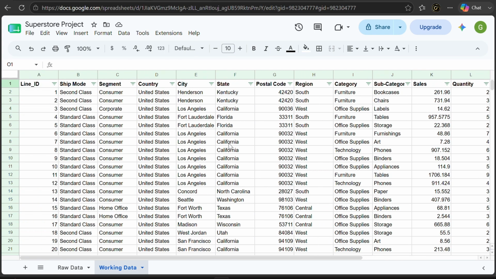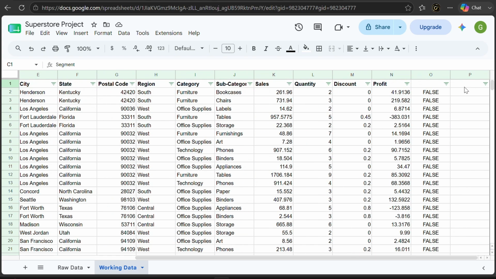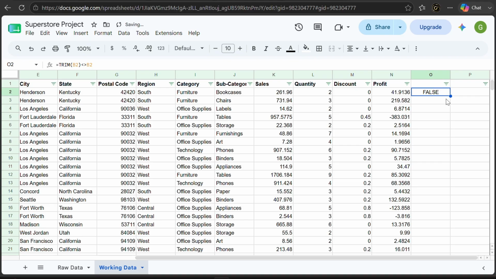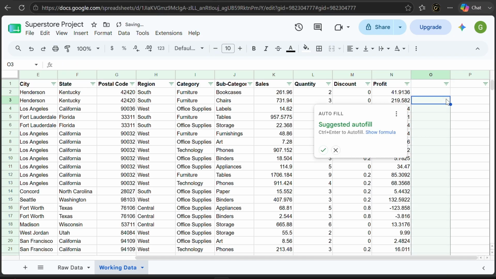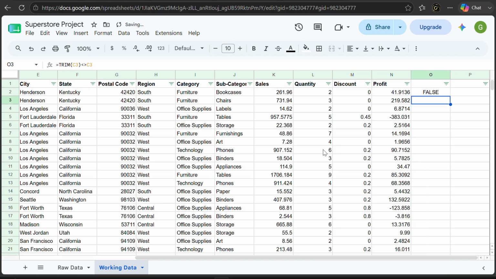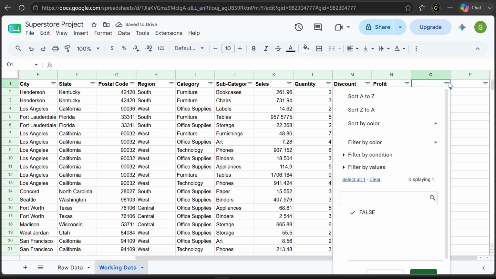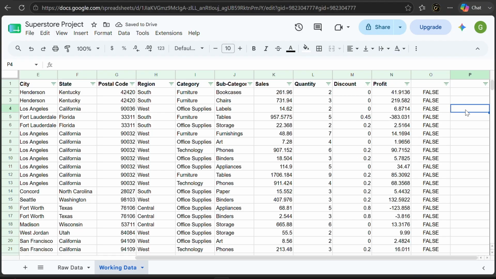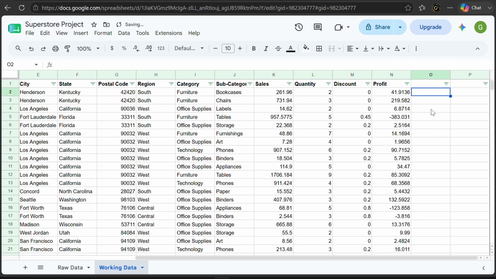I'm just going to repeat the same thing for the segment column. Segment is column C, so I'll say equals to trim C2. Yep, false again. So I'm just going to quickly check it. That column is also okay. There are no issues there. So I'm just going to say Control Z, Control Z, Control Z, Control Z.